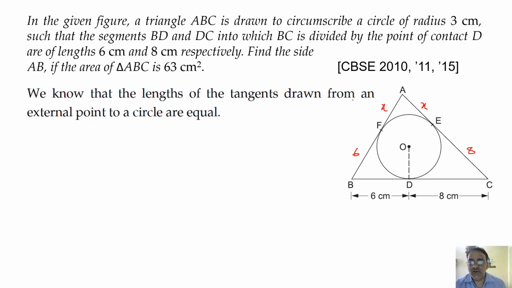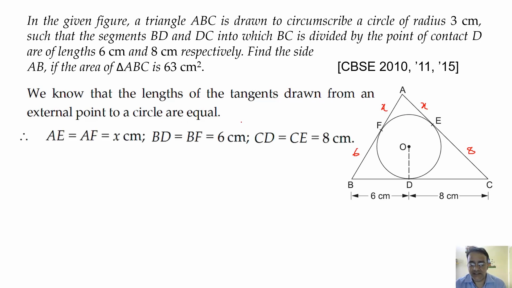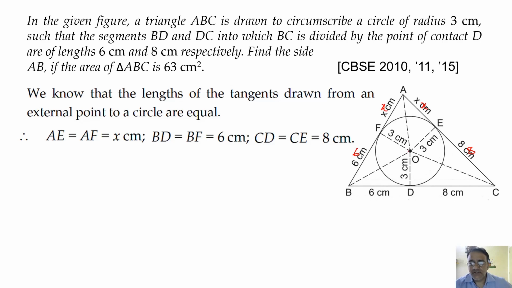Length of the tangents drawn from an external point to a circle are equal. So AE is equals to AF, that is x. BD is equals to BF is equals to 6 centimeter. CD is equals to CE is equals to 8 centimeter. Now we have joined OA, OB, OC, okay, and OD, OE, OF, right.